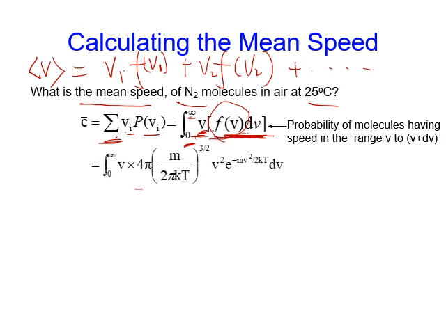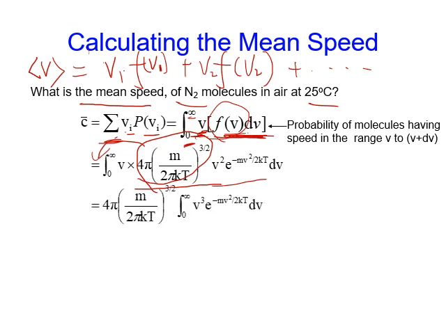Now the fraction of molecules that have a certain speed obeys the Maxwell-Boltzmann distribution. So here is the Maxwell-Boltzmann distribution, and notice that these are all constants. So when you integrate, you can move all these constants out of the integral. Inside you have speed v times v squared, which gives you v to the third power, and e to the negative mv squared divided by 2kT. So how do you integrate this?